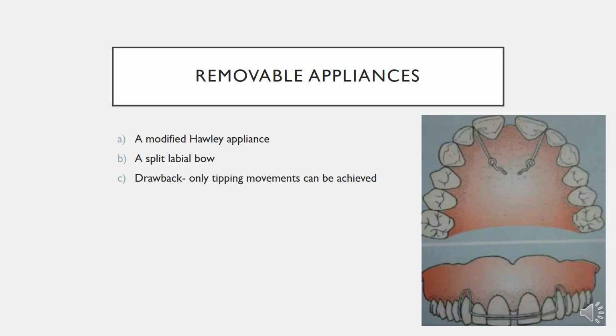The spring arms are placed as close to the gingival margin so that when activated, being close to the center of resistance, they should move teeth with minimum of tipping. A split labial bow is a modification that can be utilized to close the diastema. Inherent in the use of removable appliances is the drawback that only tipping movements can be achieved. For optimum angulation of the teeth, a further correction is required with fixed appliance.